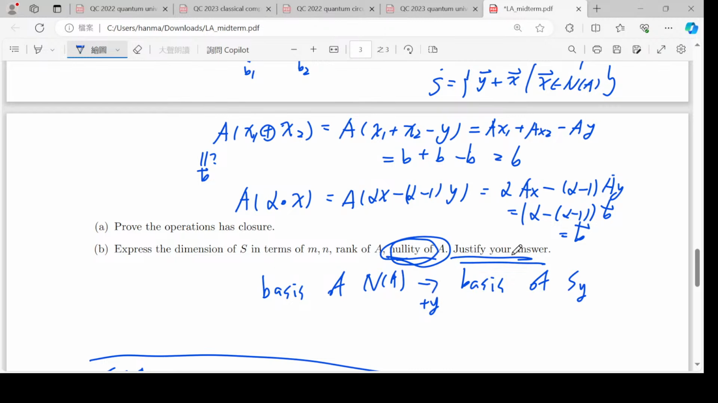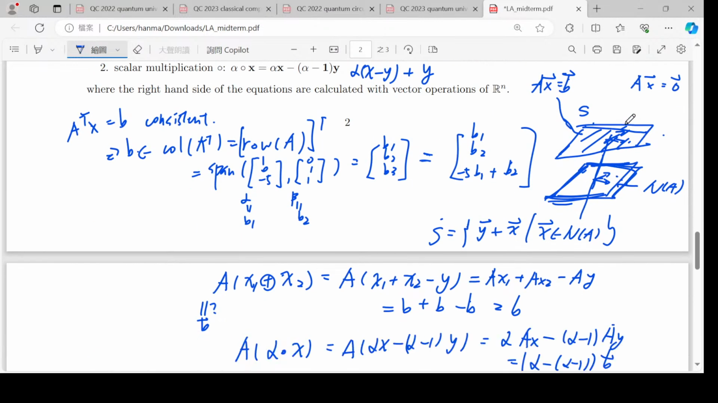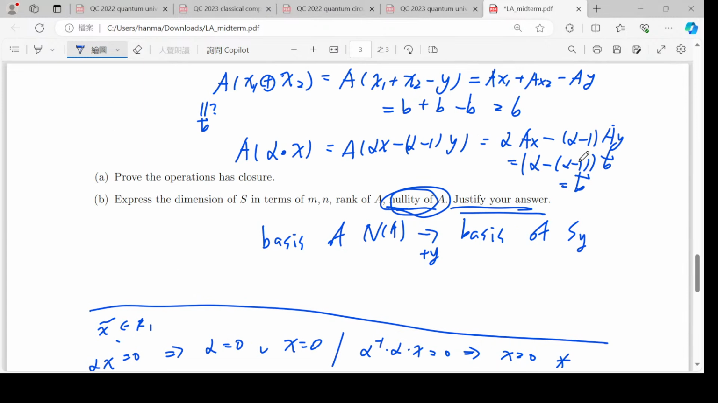But to really justify this, we want to find the basis of S. So if you want to be very careful, you want to say, well, N of A has a basis, and you can find the basis of N of A. And a basis here satisfies span and linear independence. So if you are really careful, you want to say you have a basis of N of A, and so let's say this is V1 to some Vk, right?